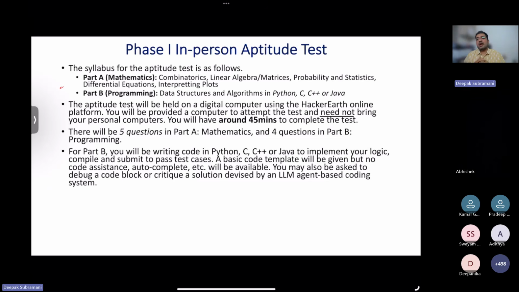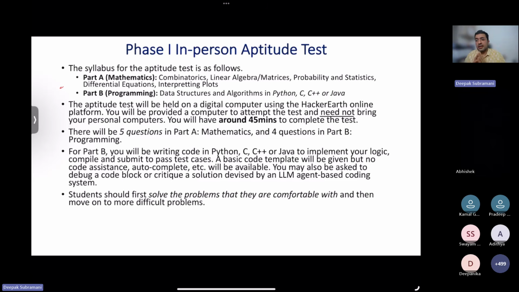You may also be asked to debug a code block or critique a solution devised by an LLM agent-based coding system. This will be if you choose those questions to answer. We do encourage that, if you want to go to the ECS labs, you should attempt the DSA questions in part B, but it's up to you.